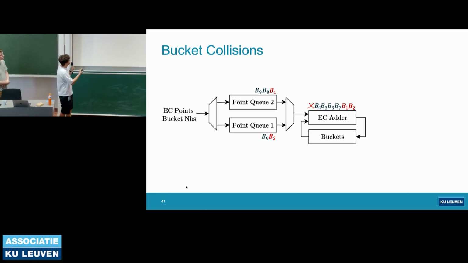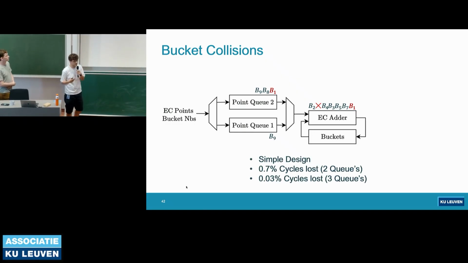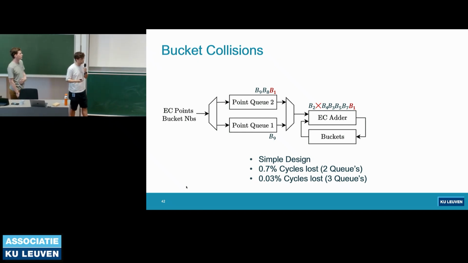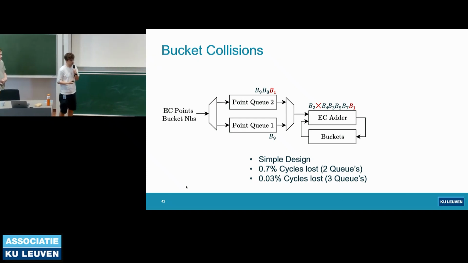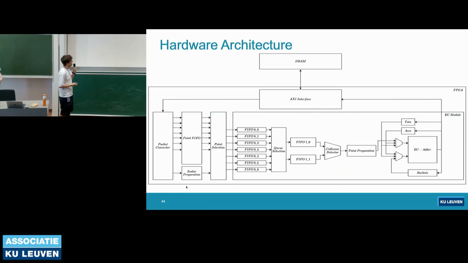But with this more simple design, you can prove also with Markov chains that you lose around 0.7% of the total cycles, which is a bit more than the delay scheduler, but it's much more simple to implement in hardware. You can even extend this idea to more queues. For example, 3 queues will only lose you 0.03% of the total cycles. So we took this scheduler design and put it in our whole hardware implementation that looks like this.